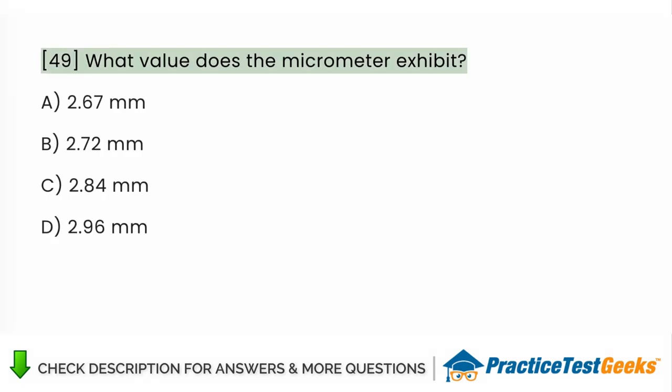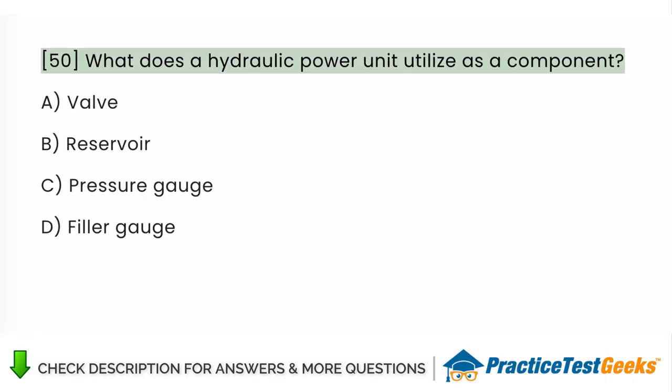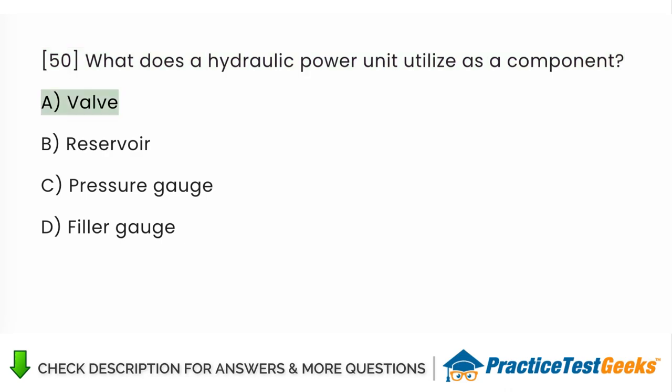What value does the micrometer exhibit? A. 2.67 millimeters. B. 2.72 millimeters. C. 2.84 millimeters. D. 2.96 millimeters. What does a hydraulic power unit utilize as a component? A. Valve. B. Reservoir. C. Pressure gauge. D. Filler gauge.